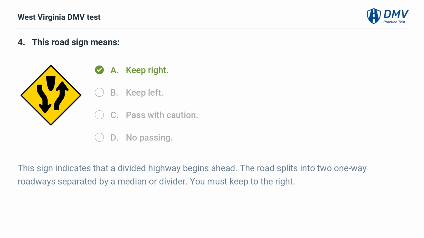A. Keep right. This sign indicates that a divided highway begins ahead. The road splits into two one-way roadways separated by a median or divider. You must keep to the right.